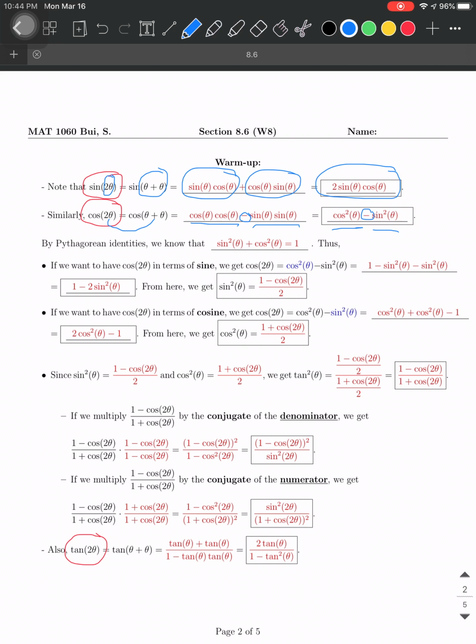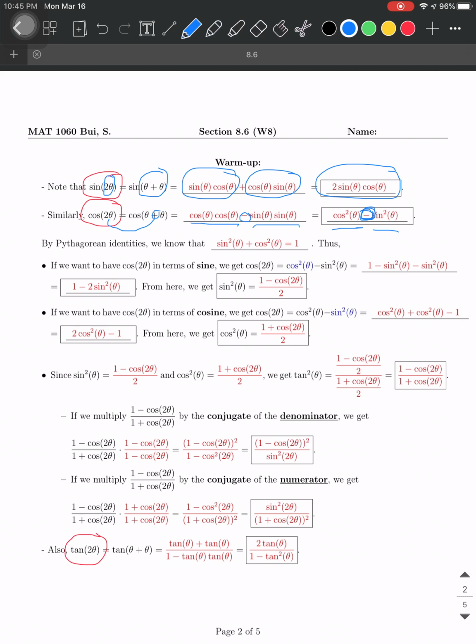Keep in mind that I told you before, for cosine, we start with a sum, we end up with a difference. Make sure you don't mix it up on the test or on the quizzes, okay? So this is the second formula that I want you to remember. Cosine of 2 theta equals cos squared theta minus sine squared theta.